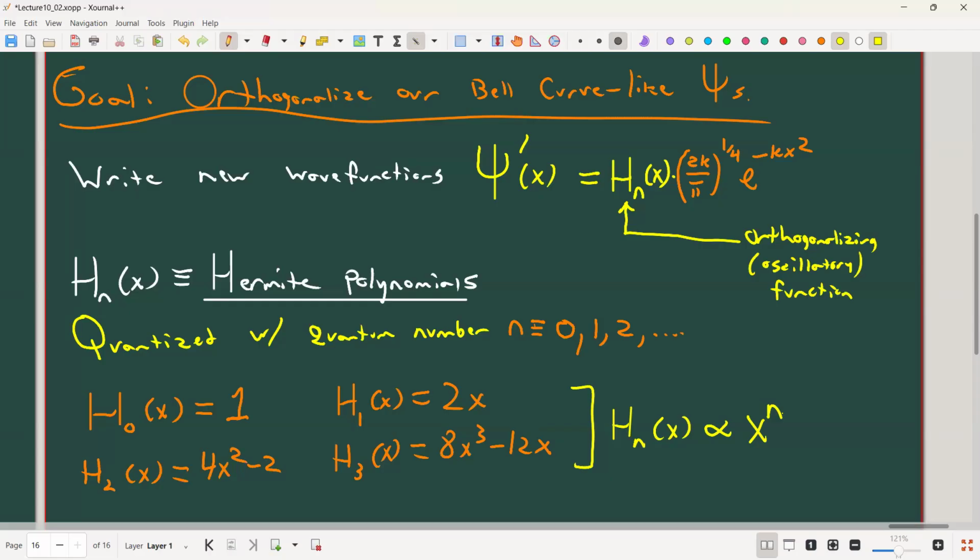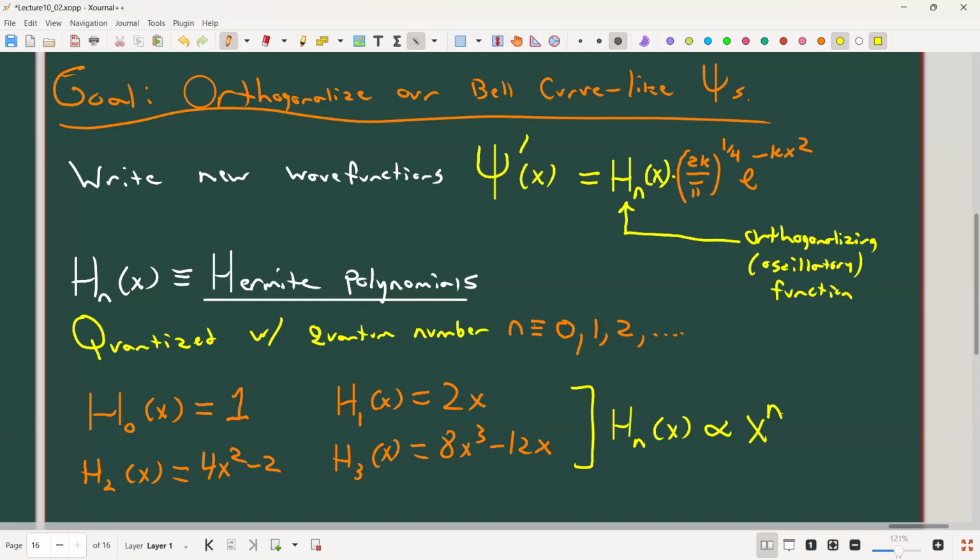And in fact, these are oscillatory functions, but only oscillatory in a certain region of x. We'll see that. We'll plot some and we'll see how they oscillate. Okay, so now we have a nice equation. We have a few more things that we have to do. We have to show that these are orthogonal to each other. We'll do that in a minute.